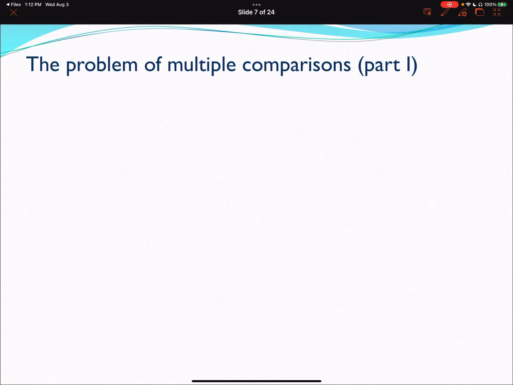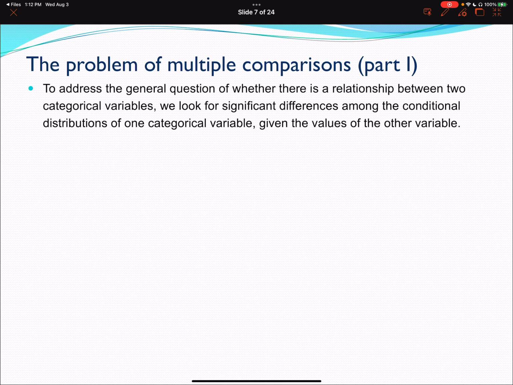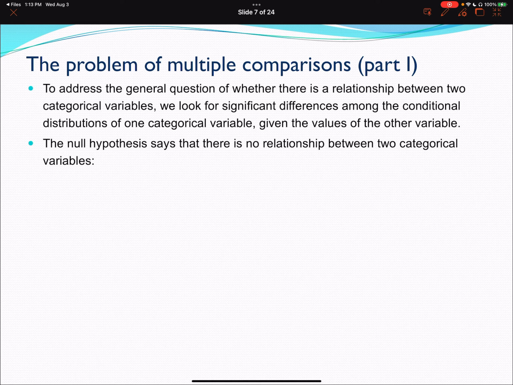So let's quickly talk about the problem of multiple comparisons. To address the general question of whether there is a relationship between two categorical variables, we look for significant differences among the conditional distributions of one categorical variable given values of the other variable. The null hypothesis always states that there's no relationship.